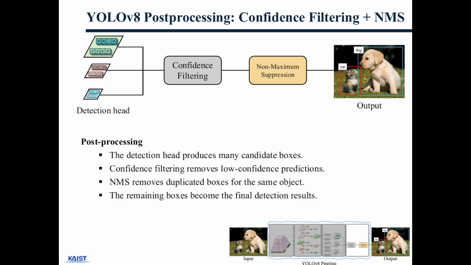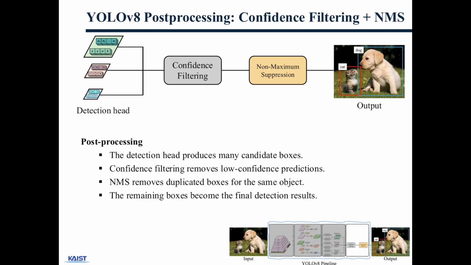This step is necessary because the raw output of the detection head usually contains many candidate boxes. Some boxes have low confidence, and some boxes describe the same object multiple times. If we directly use all of them, the result would be messy and redundant. The first step is confidence filtering.